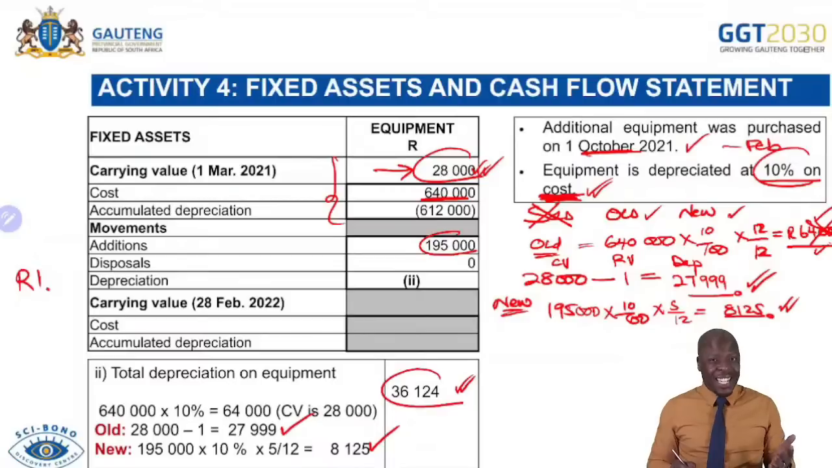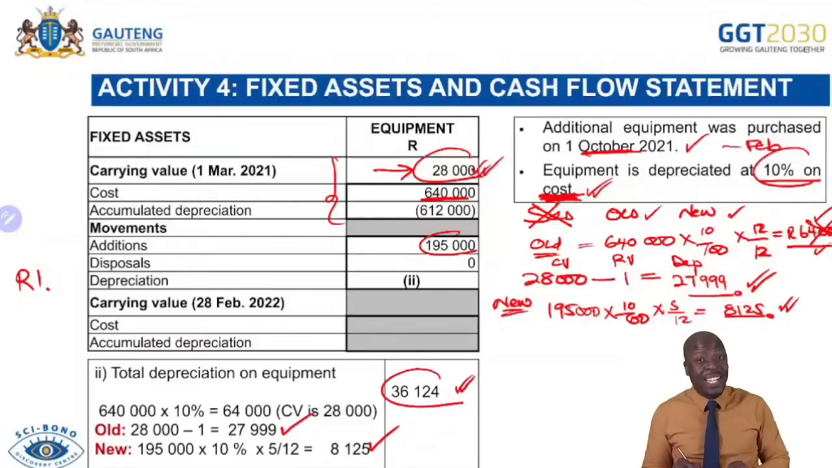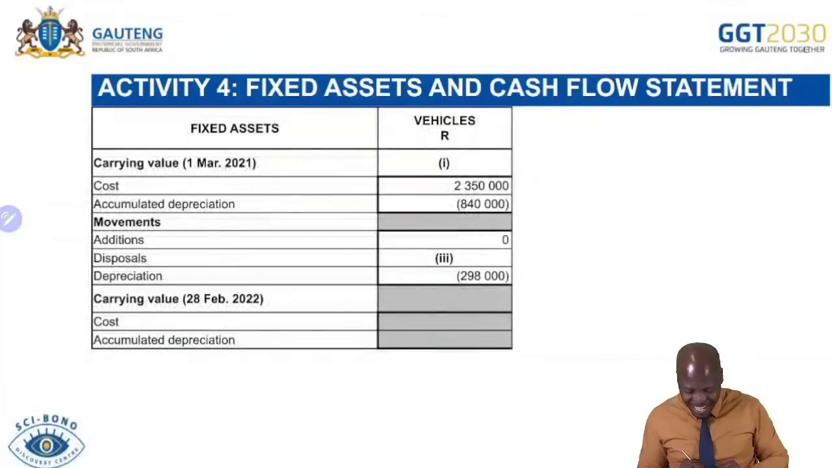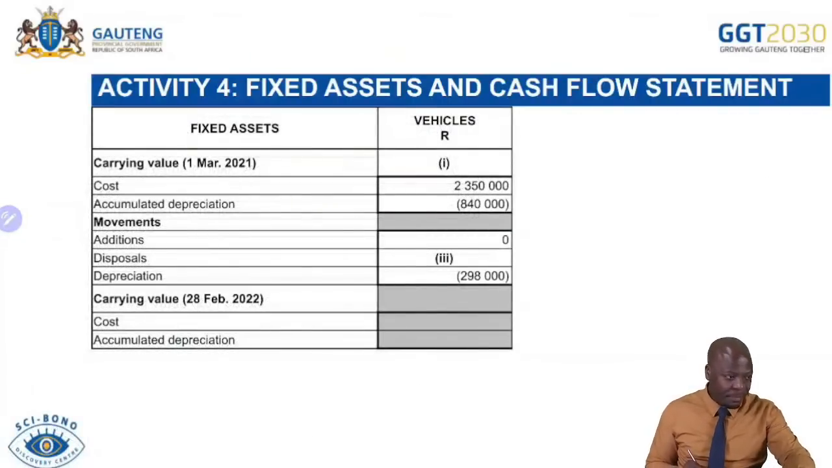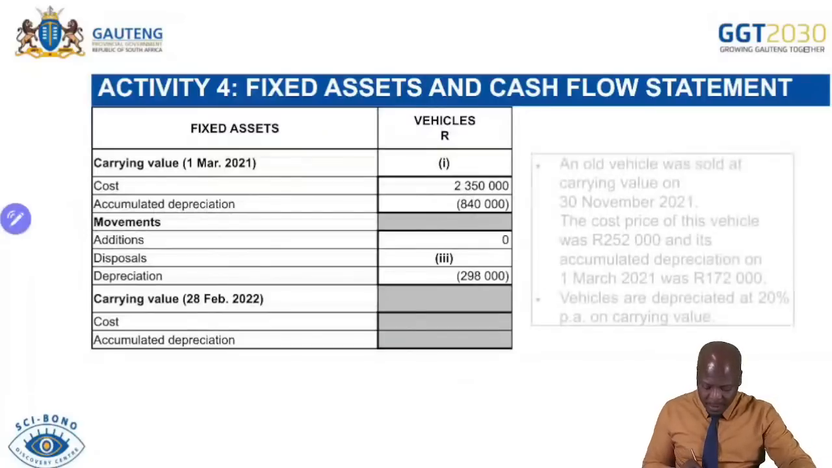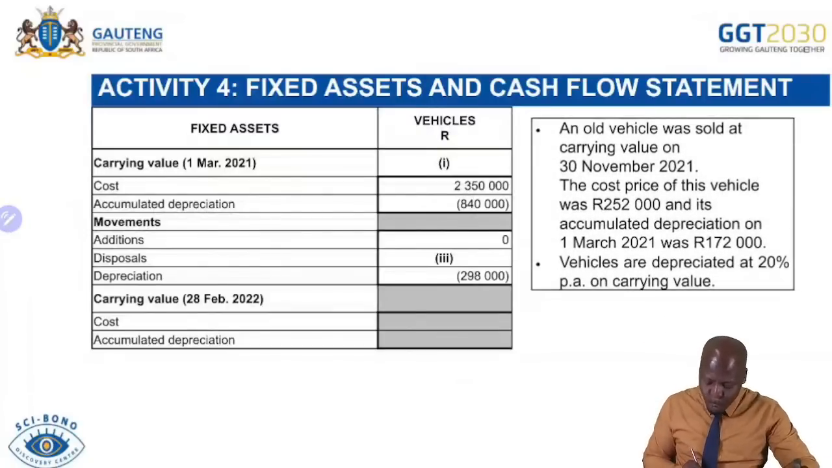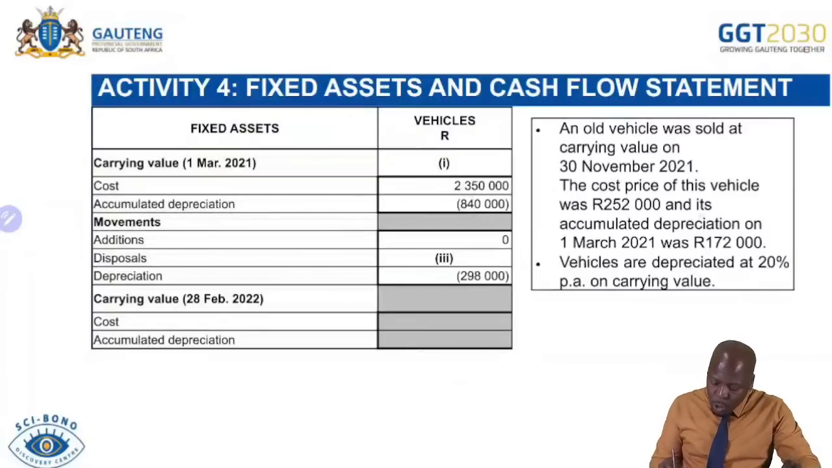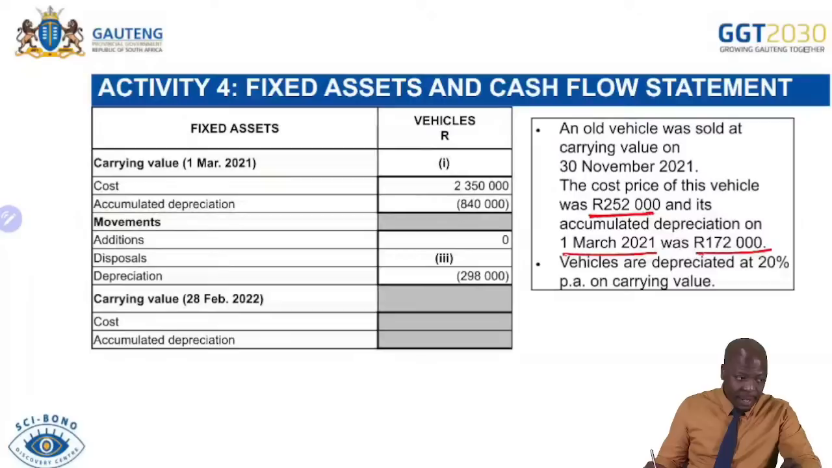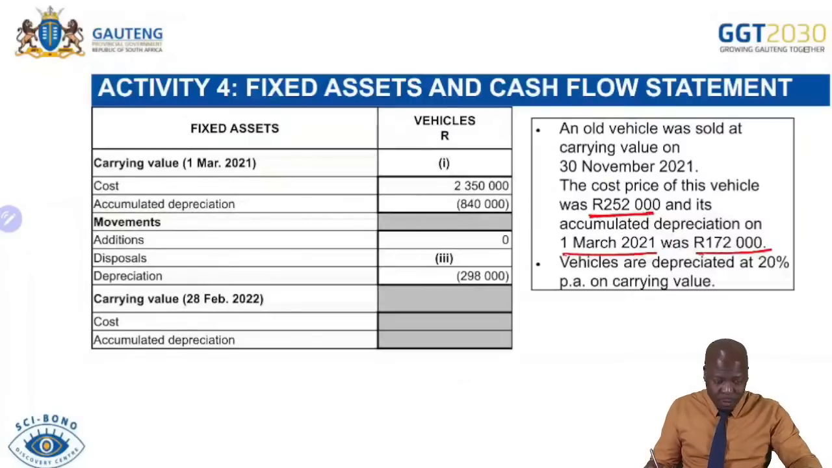Now we can finally calculate number 3. Remember earlier on we wanted to calculate it before time. Now is the right time to calculate number 3. Number 3. And then the information reads, an old vehicle was sold at carrying value on 30 November. All right. The cost price of this vehicle was 252,000, and its accumulated depreciation on the 1st of March 2021 was 172. Vehicles are depreciated at 20% per annum on the carrying value method.